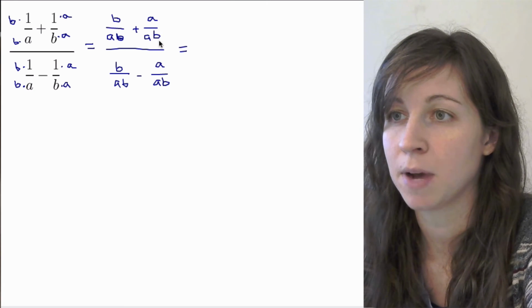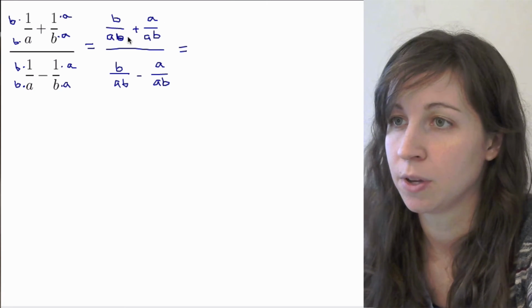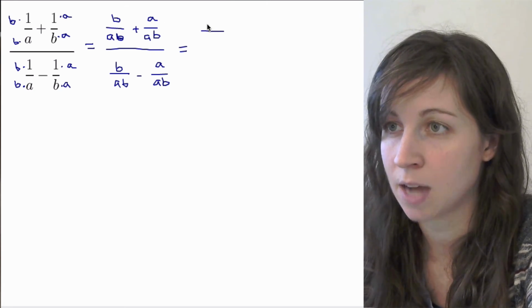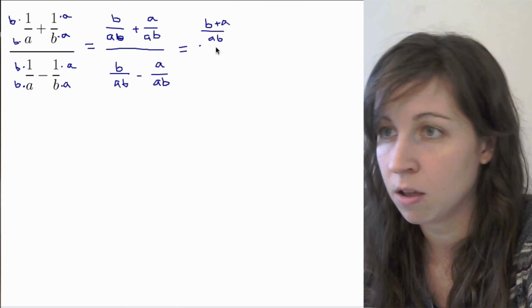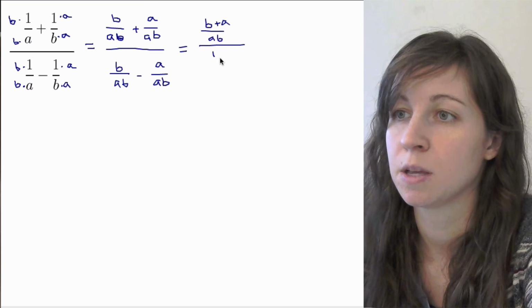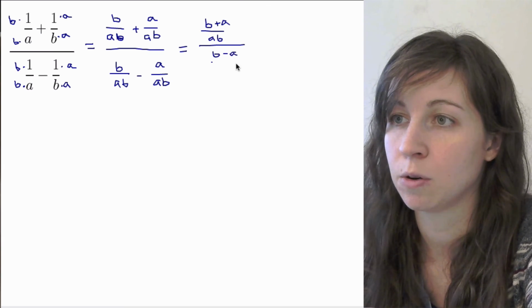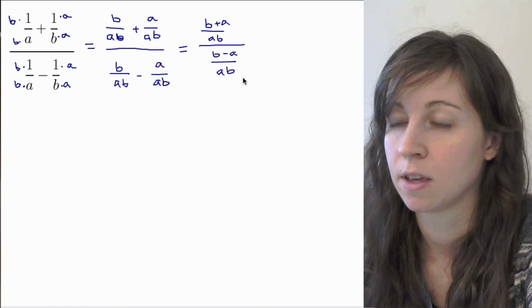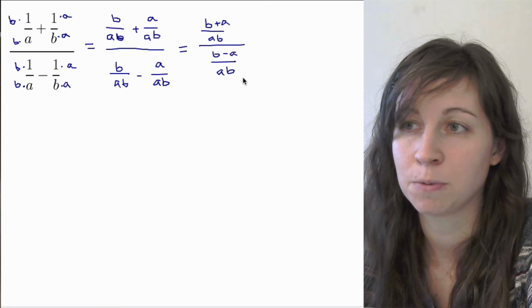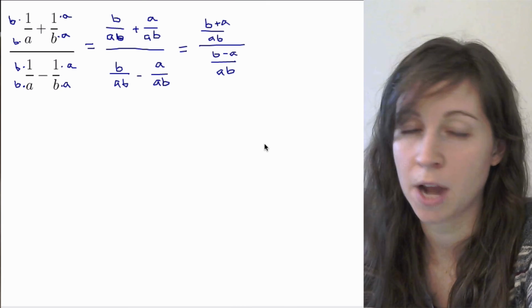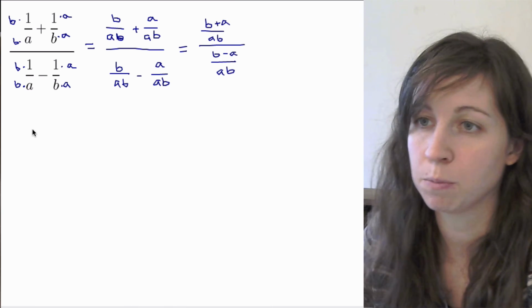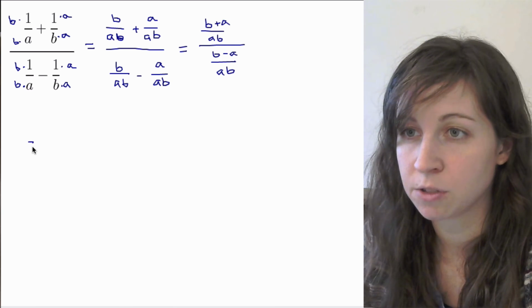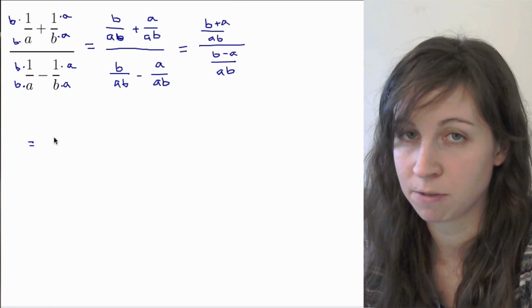Okay, let's combine these fractions. So the top, we have our common denominator. So this on the top is going to be b plus a over ab, all over b minus a over ab. Look at what we got now. We have two fractions dividing by each other. We just have one fraction on the top, one fraction on the bottom. Once we get to this point, we can treat this just like a division problem, dividing fractions.